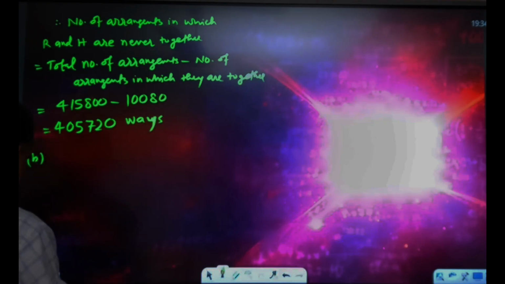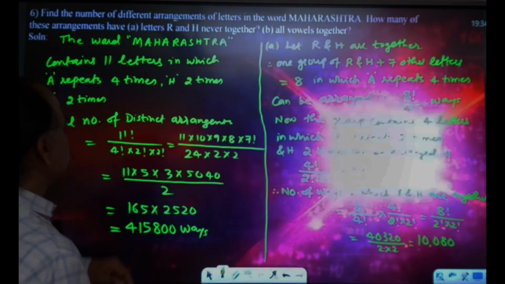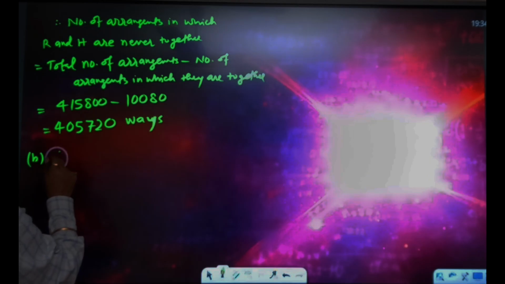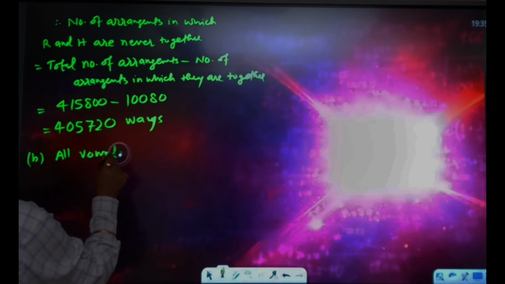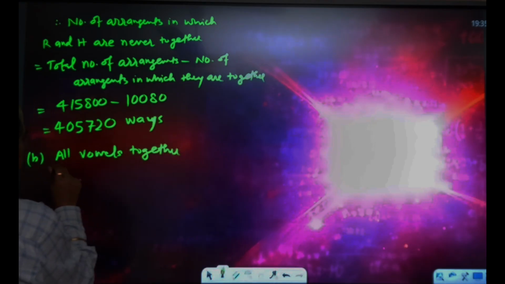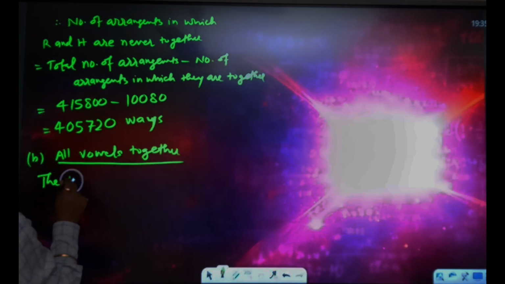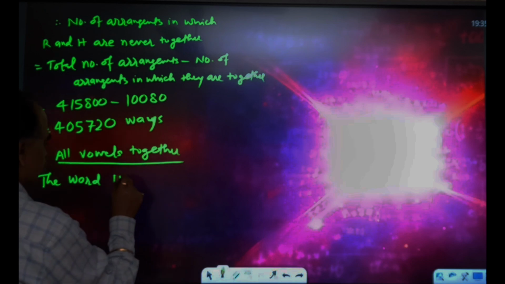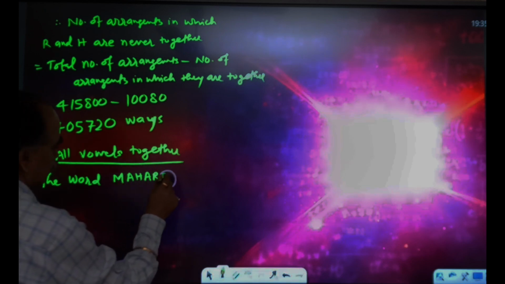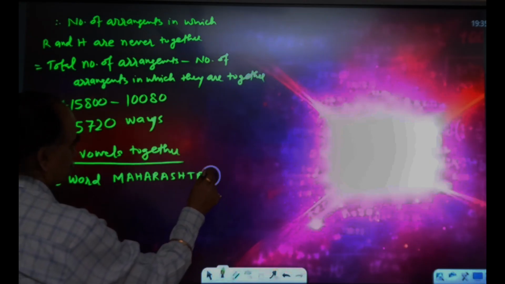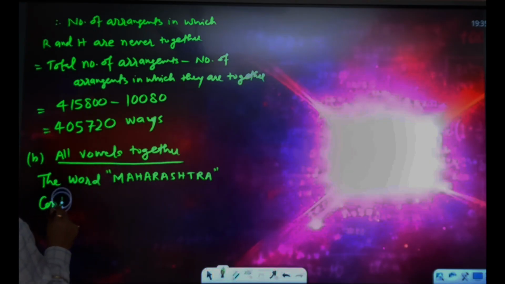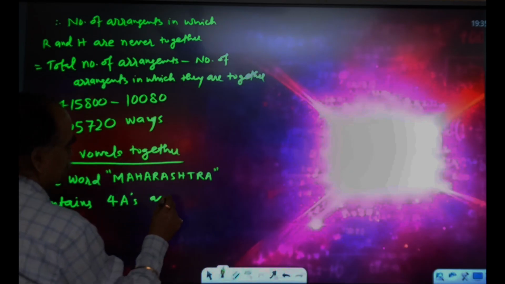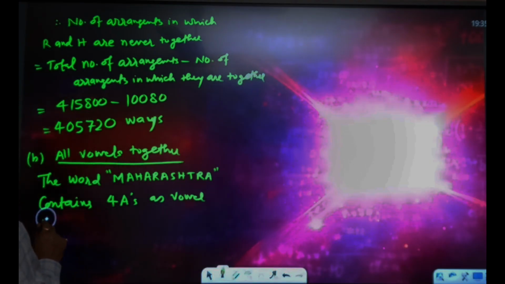Then B part is all vowels are together. The word Maharashtra contains 4 A's as vowels. We will take them in one group.